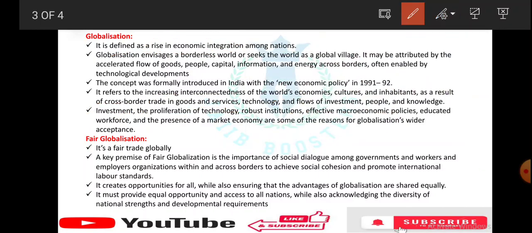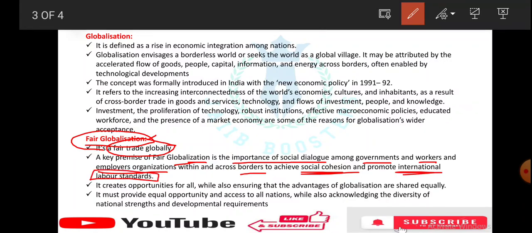Next, coming to the next topic, fair globalization. It is a fair trade globally. Just remember, a key premise of fair globalization is the importance of social dialogue among governments, workers and employers' organizations within and across borders to achieve what is the main aim of fair globalization? Social cohesion and promoting international labor standards. The main aim of fair globalization is achieving social cohesion and also promoting international labor standards.